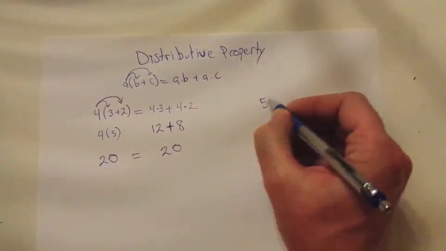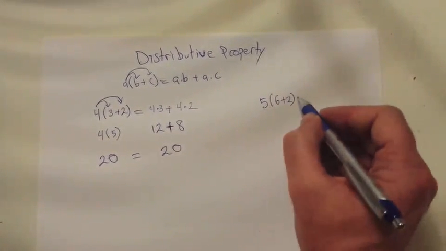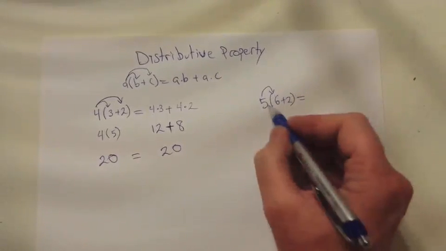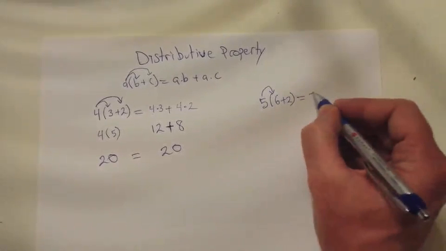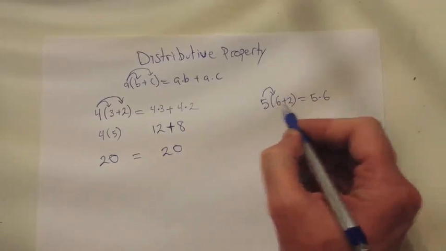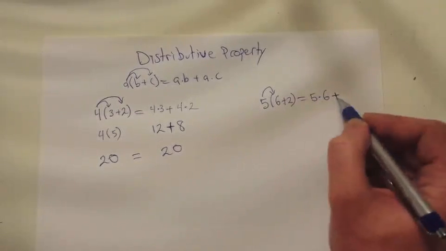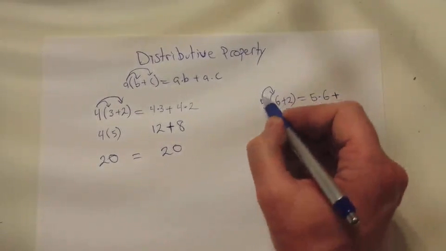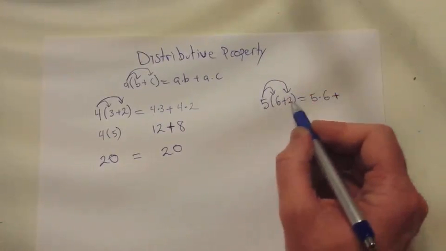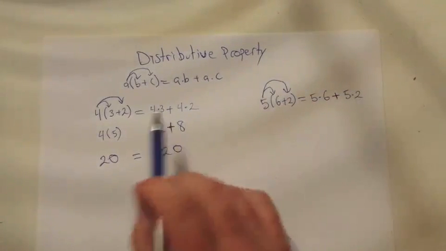Let's do 5 times (6 plus 2). Well, we just need to distribute that. Okay, so 5 times (6 plus 2), first thing we distribute to is the 6. So it'll be 5 times 6. 5 dot 6. That means 5 times 6. And now we got to distribute it to the 2. But first we got this plus sign. Don't forget this plus sign. If we have a plus sign here, we got a plus sign here. Okay, now we got to distribute the 5 to the 2. And that just means multiplying 5 times 2. 5 times 2. And so far, let's take a break.